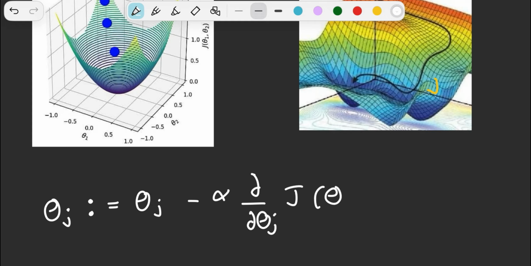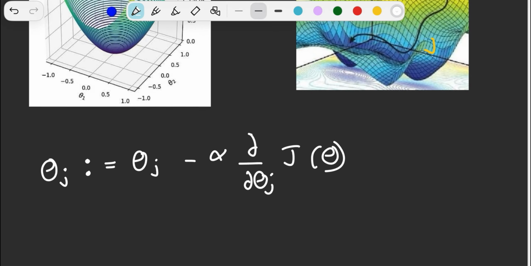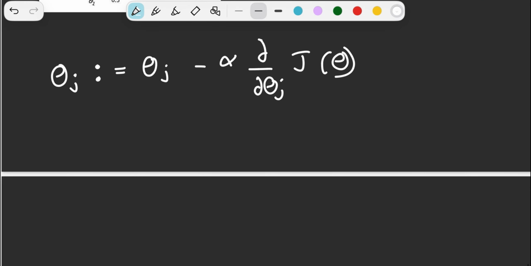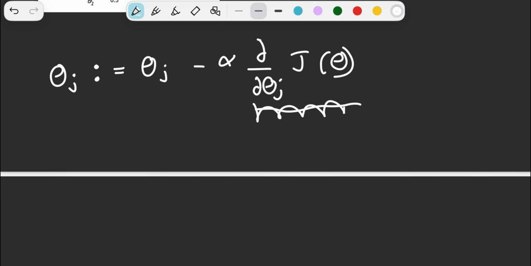Okay, so let's start doing some math. We want to find this gradient over here, this expression, because once we have this and plug it in, it can tell you whatever value of theta that you want.